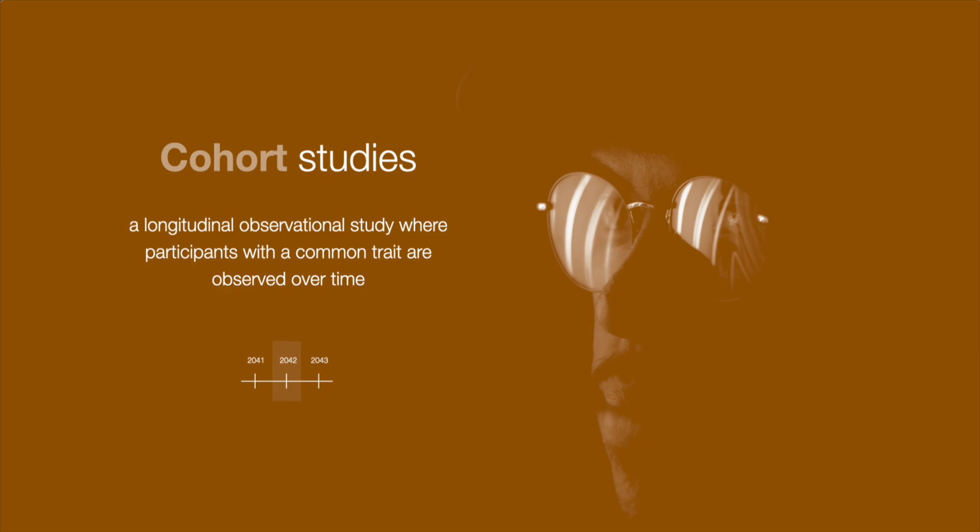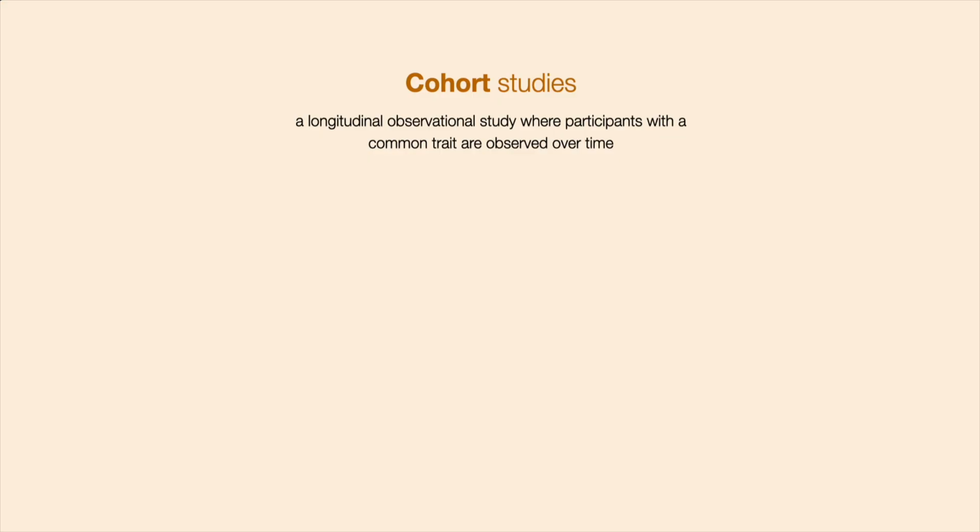So these studies look at a specific group of people with a common trait or exposure. This group of individuals is known as a cohort. This cohort is then observed over time to determine whether they will develop a particular outcome. Cohort studies can be performed prospectively or retrospectively.